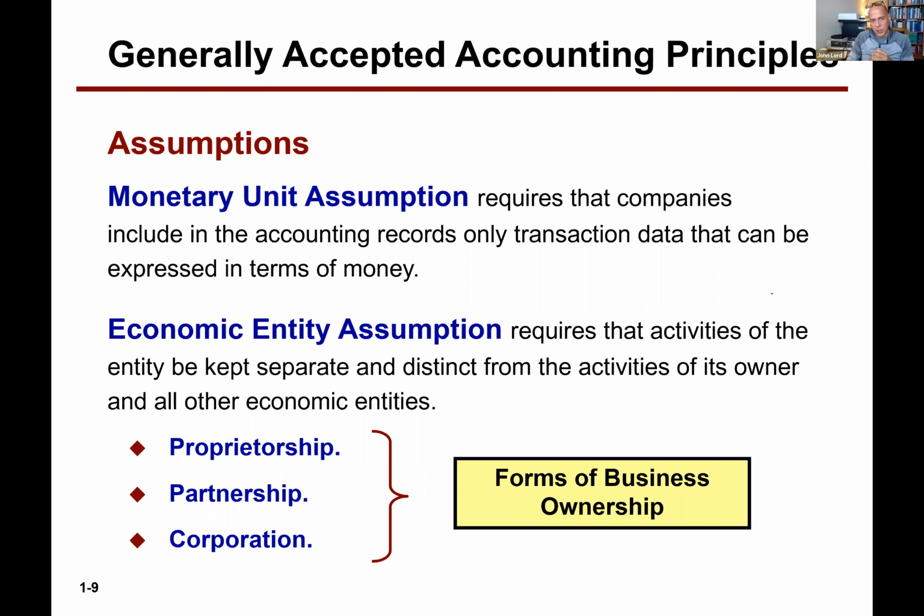Economic entity assumption. What the economic entity assumption says is that a company should not commingle the information about the owners with the information about the company. Okay, so let's just use an example there to understand the economic entity assumption. You can see the different forms of business that we talked about last time. Let's say I'm a sole proprietorship. I'm a barbershop, okay? I have a barbershop, that's my business.